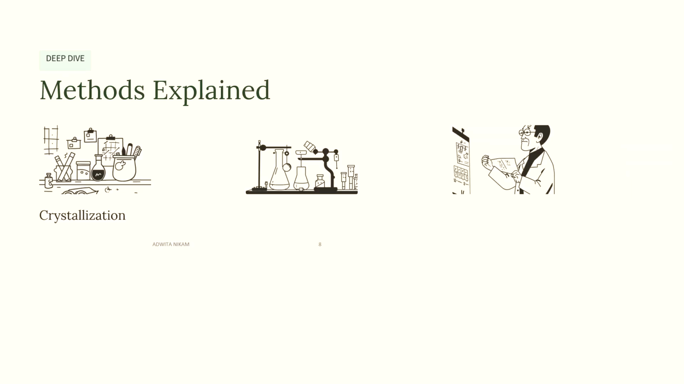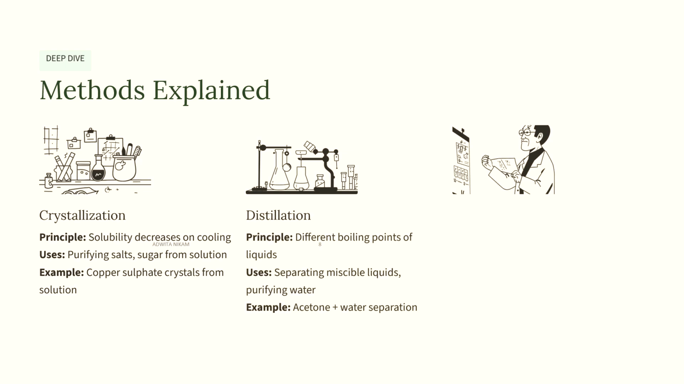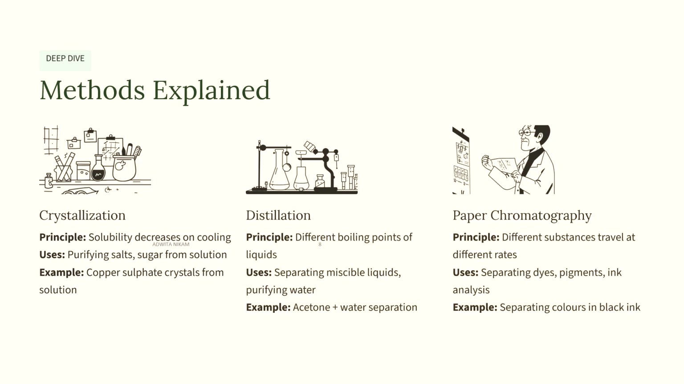One easy way to remember all three methods is: crystallization, solubility; distillation, boiling point; paper chromatography, different speeds. Remember these three keywords and you will never confuse the methods.